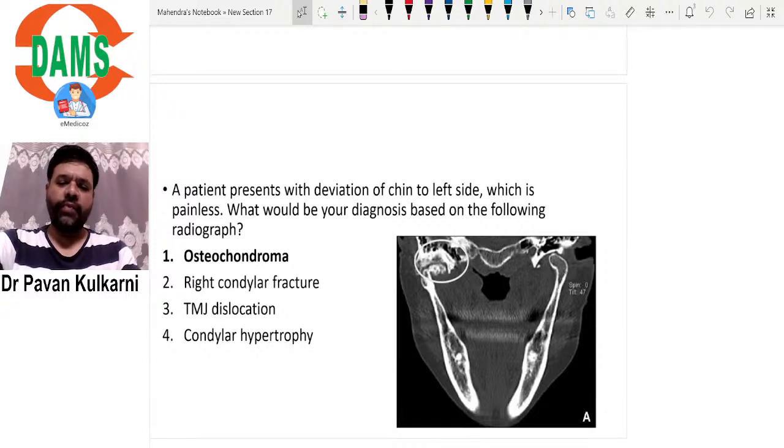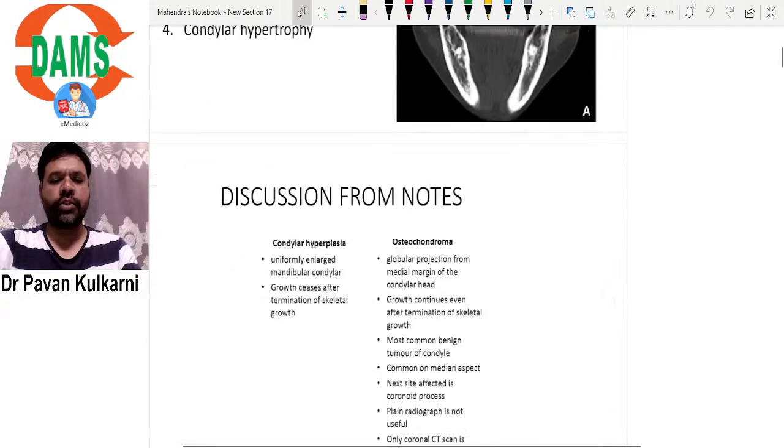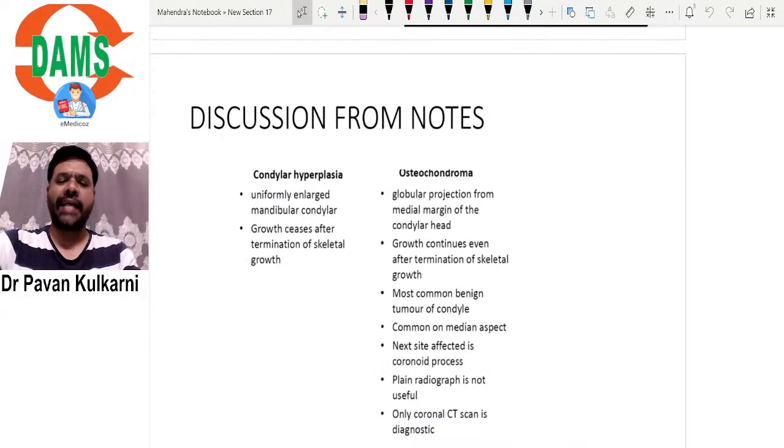Here, I've just highlighted this right side. You can see a swelling, a radio-opacity from the condyle. That suggests it is basically osteochondroma. The other options are condylar fracture, TMJ dislocation, and condylar hypertrophy or hyperplasia. This was a direct pick from our notes, on how to differentiate between condylar hyperplasia and osteochondroma.